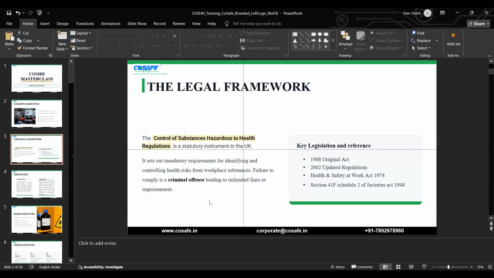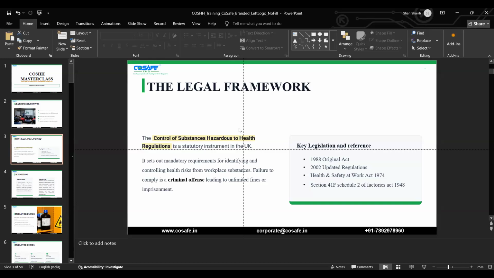So basically, these are substances which are present at our sites. Many of the workers and many of the employees are unfamiliar with them. So this training session intends to make those substances familiar to you.